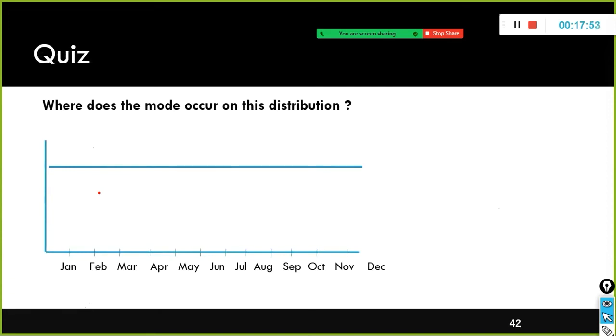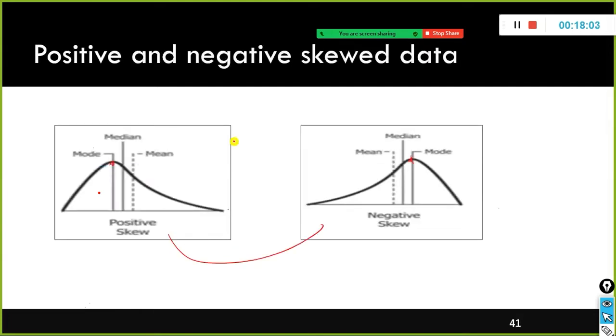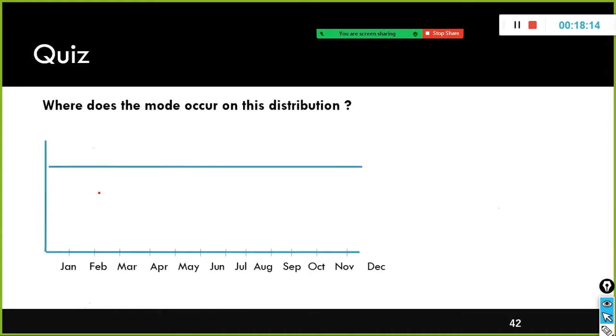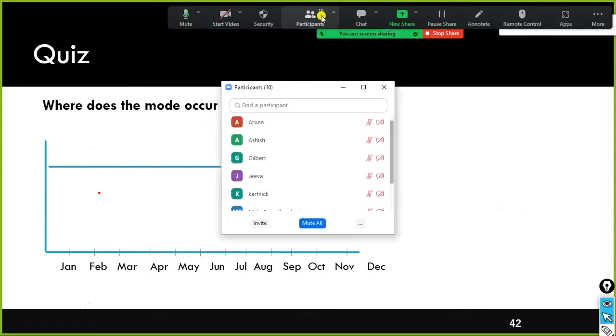So next one is, where does the mode occur on this distribution? See, when I plot the data, I get a straight line. So what does it say here? Where is the mode? The mode is the peak, right? The peak is the mode here. This is the peak. After this, it is gradually going down. But now you tell me, where is the peak here? Peak is the mode. Can you tell me, does this distribution have a mode in it or not?